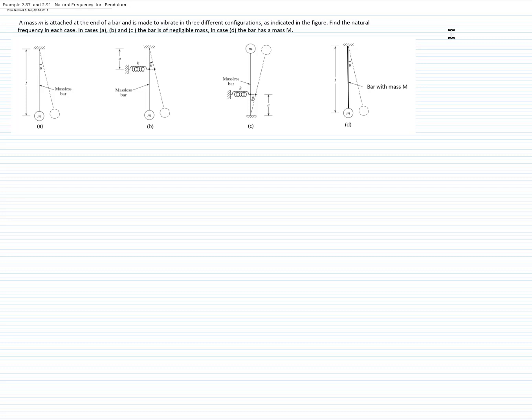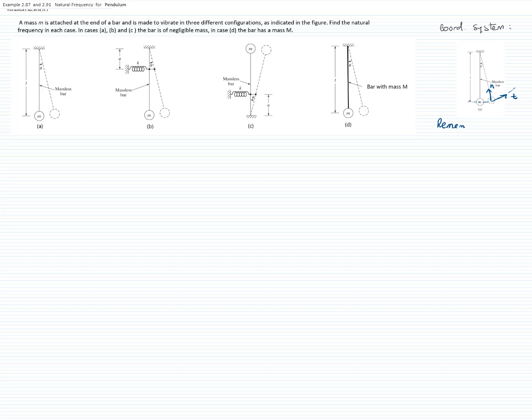The first thing that we will do is establish which coordinate system we will use. And I will choose to use the tangent and normal components. The tangent will be along the path, which is a circular path, and the normal will point towards the point where we are rotating.